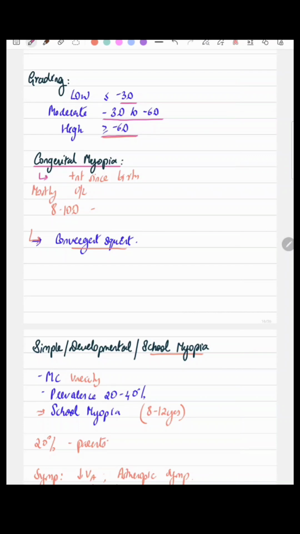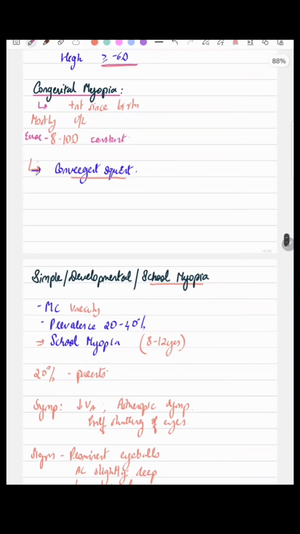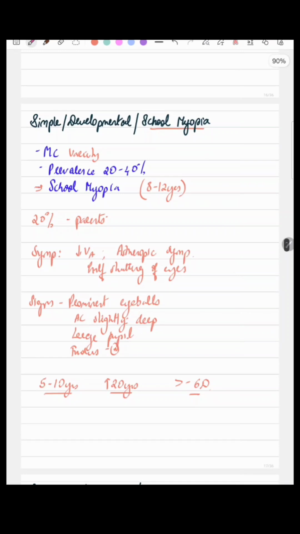It is mostly unilateral and the error is usually 8 to 10 diopters, which remains constant. Next, the child who has congenital myopia can develop convergent squint. Next is simple or developmental school myopia. It is the most common variety.